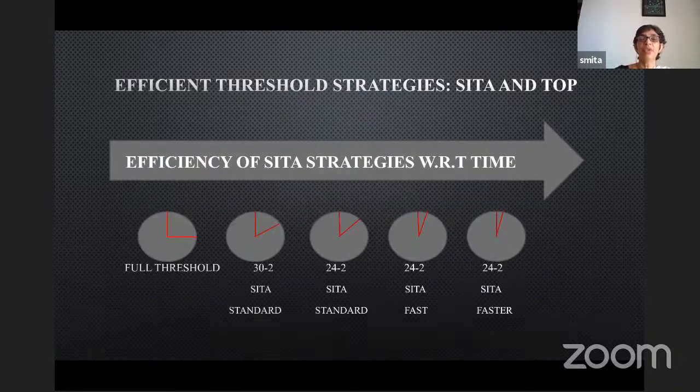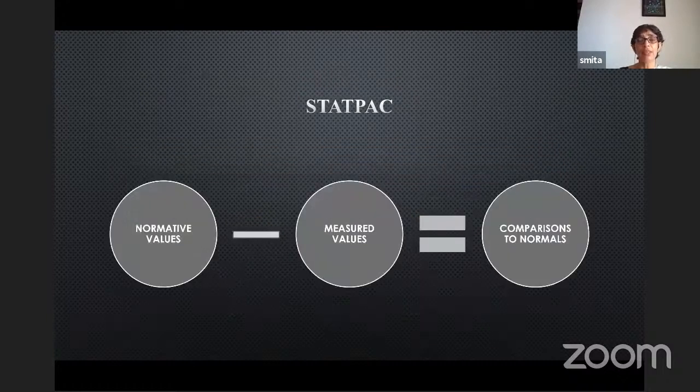Now, SITA, or Tendency-Oriented Perimetry, when compared with the threshold test, does not lose any accuracy, or very little accuracy is lost. And also, they are very efficient with respect to the time taken. A full threshold strategy requires about 12 to 15 minutes, while a SITA Standard 30-2 needs only 12 minutes. A 24-2 SITA Standard needs about 8 minutes, while a 24-2 SITA Fast needs only 5 minutes. A 24-2 SITA Faster needs only 3 minutes.